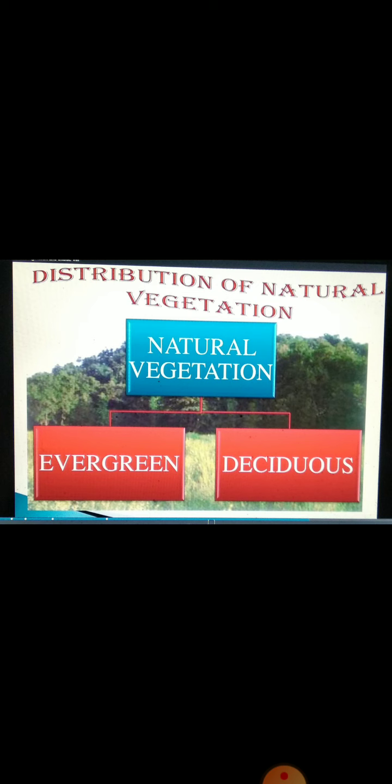Now, distribution of natural vegetation. Natural vegetation is basically divided into two, evergreen and deciduous. Evergreen remains green throughout the year, and deciduous sheds the leaves in a particular time period.